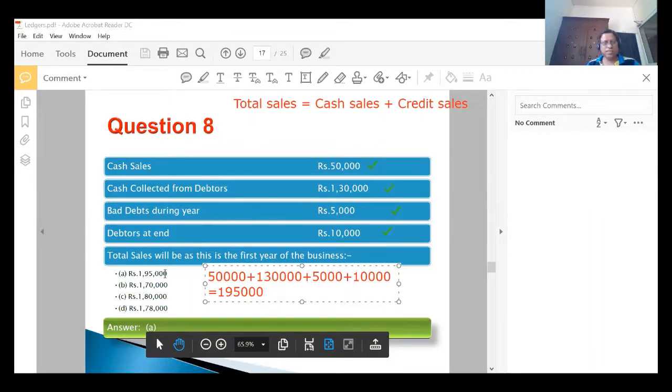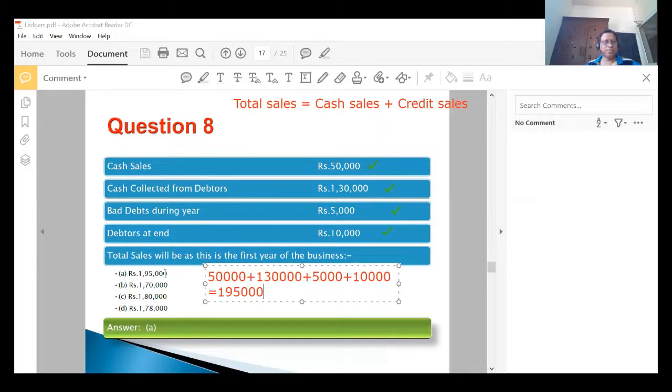Why should I add all these things? Cash sales is a sale. Cash collected from debtor: a debtor is a person who bought the goods on credit but had not paid. Now he has paid. That is called cash collected from debtor. Bad debt means goods were sold, but the person has not paid. In banking parlance, it is called NPA, non-performing asset. Debtor at the end is a good asset or good sale. That person has to give money, so that is also called a sale. So the total sales will be 1,95,000.